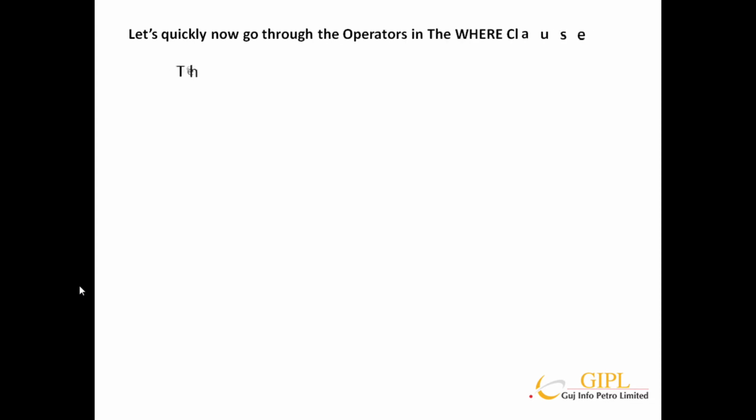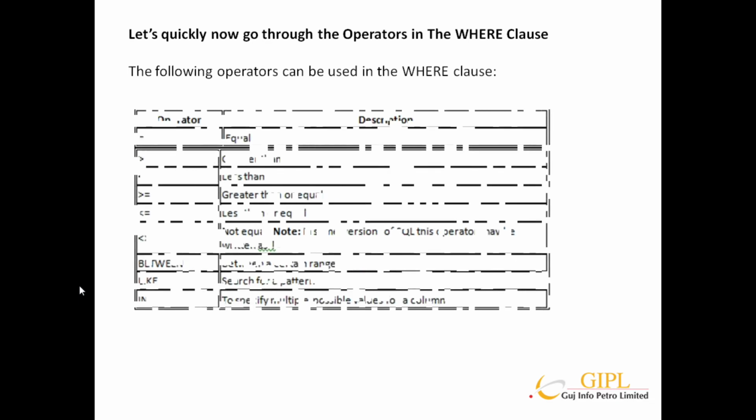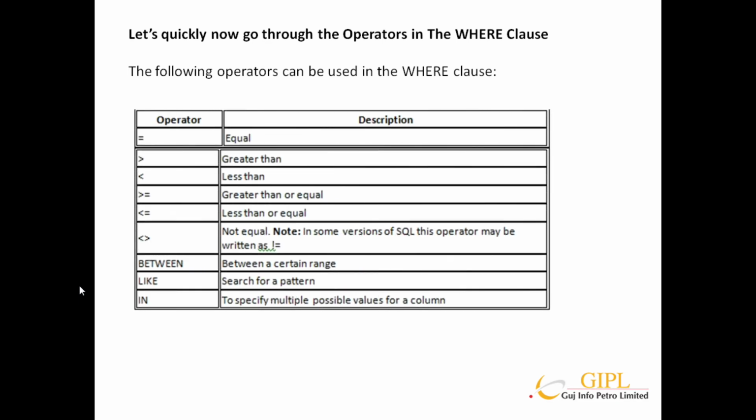Let's quickly now go through the operators in the where clause. The following operators can be used in the where clause: equal to, greater than, less than, greater than equal to, less than equal to, not equal. Please note in some versions of SQL, this operator may be written as an exclamatory mark and equal to. Between, like, for search, in, to specify multiple possible values for a column.